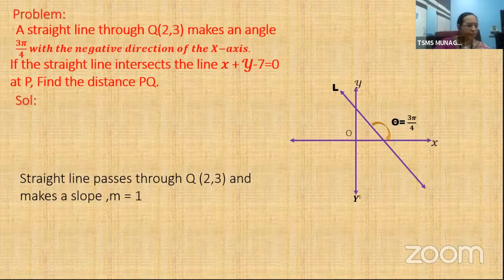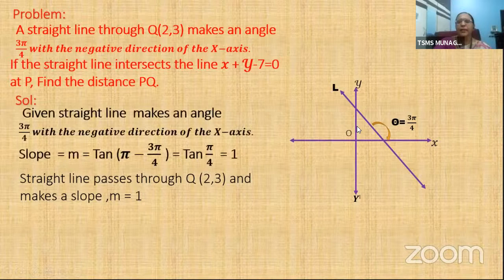Direction of the x-axis. Now what we have learned in slope is that slope means the angle made in the positive direction. Now if it is making the negative direction, what do we have to do? See, this is the negative direction 3 pi by 4. So what is it in the positive direction? The positive direction will be 180 minus this particular angle. So here the slope will be m equal to tan of (pi minus 3 pi by 4), which is tan pi by 4. And you know tan pi by 4 is tan 45, which is 1. So I got the slope m equal to 1.